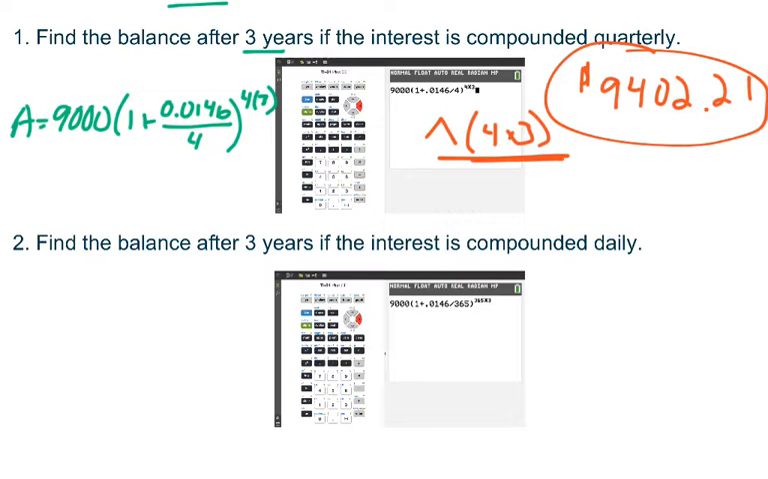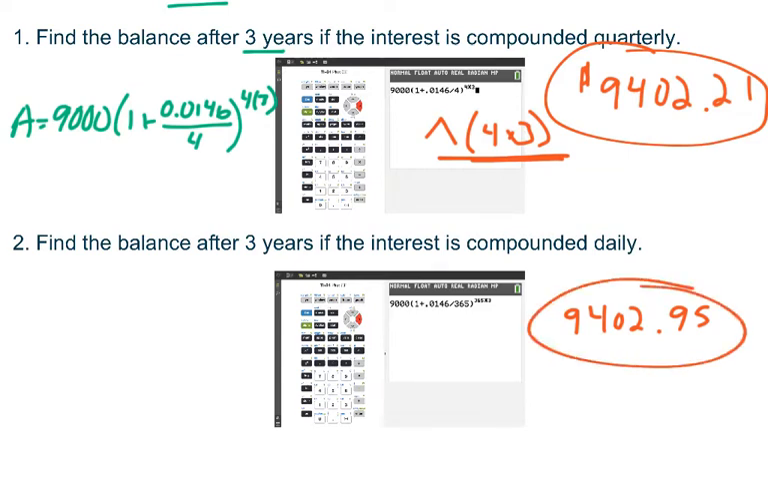When you type this one into your calculator, again, we're talking money, so you need to round to 2 decimal places. Even if that second decimal place is a 0, it still needs to be a 0, because we're talking money. Money is always rounded to 2 decimal places, regardless of what number that second decimal place is. If it's a 0, write the 0. If it's compounded daily, keeping everything else the same, 3 years at 1.46% interest, the balance after 3 years is going to be $9,402.95. So after 3 years, you're going to make about 74 cents more if it's compounded daily.